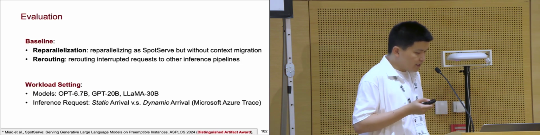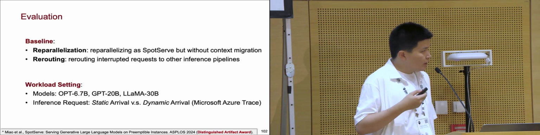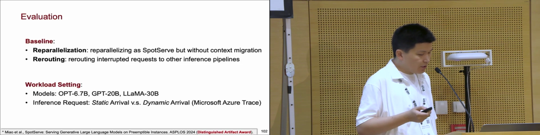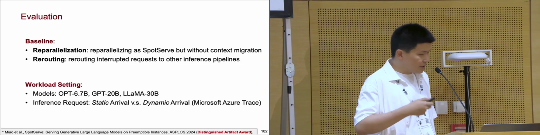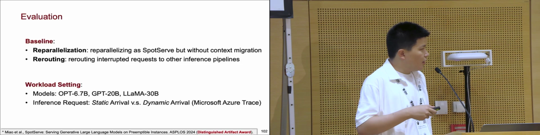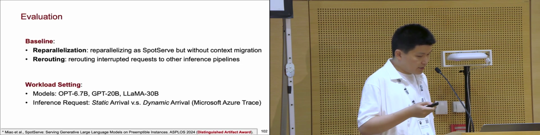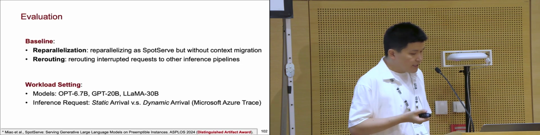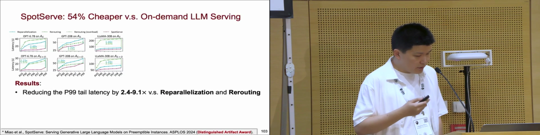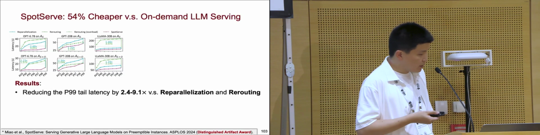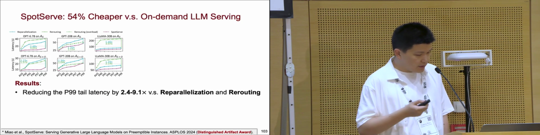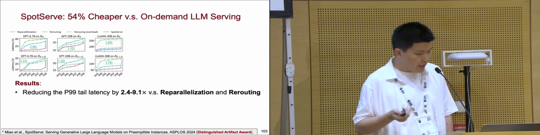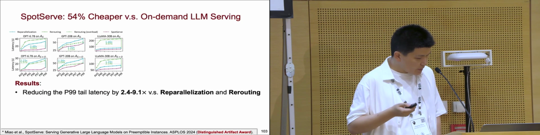Another advantage of context migration is that we can easily resume the interrupted results from the migrated kernel cache, since it's already migrated in the GPU context information. Combining all these techniques together, we build the world's first large language model serving system on spot instances, and we evaluate on real traces collected from AWS.